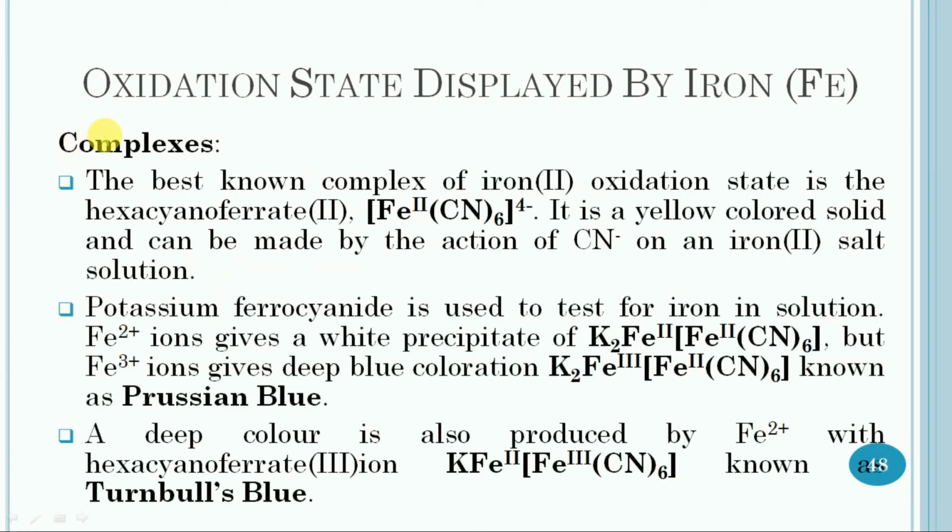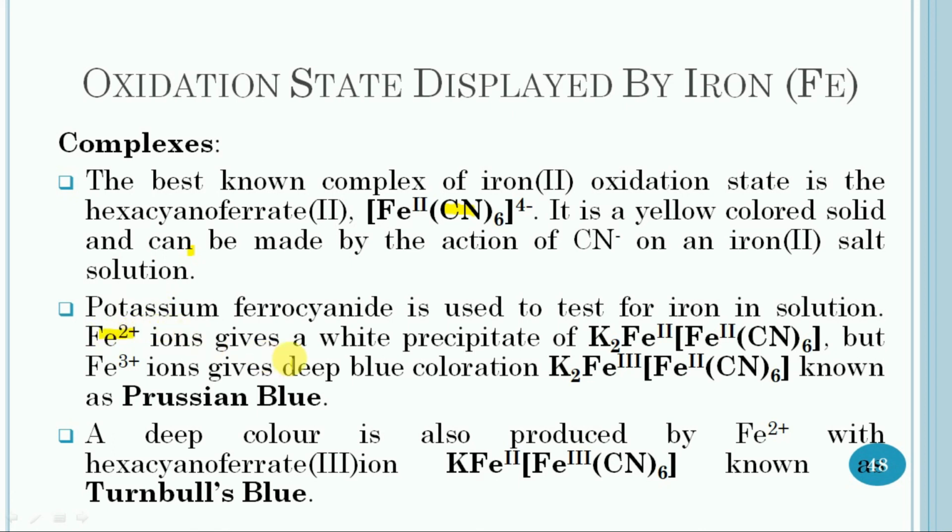The best known complex of iron in the 2 oxidation state is the hexacyanoferrate 2 having this formula with 6 cyanide ligands. It is a yellow colored solid and can be made by the action of cyanide ion on an iron 2 salt solution. Potassium ferrocyanide is used to test for iron in solution.